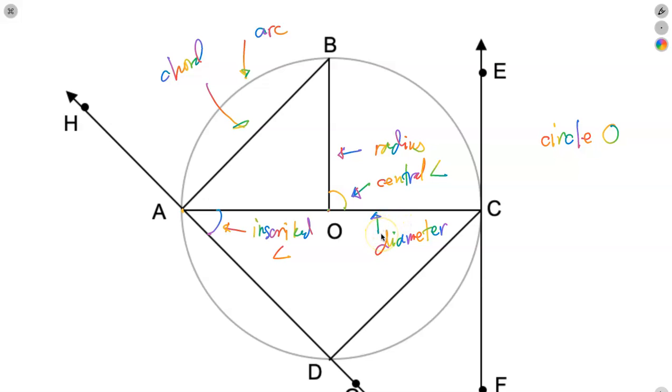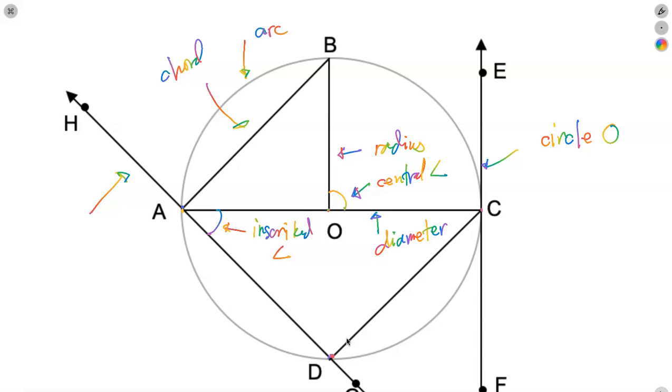Another important part is the tangent. This one is a tangent. A tangent is a line segment or a ray which touches the circle at exactly one point only. Another is the secant. This is an example of a secant. It's a line segment or a ray which touches the circle at two exact points. These two points here.